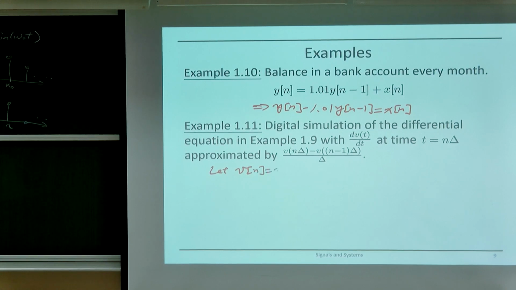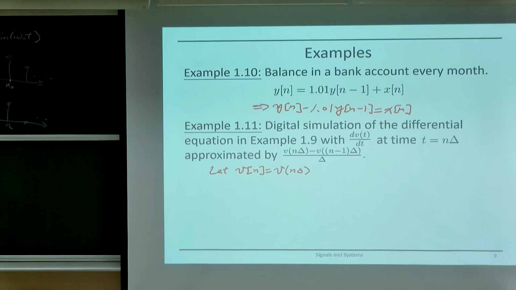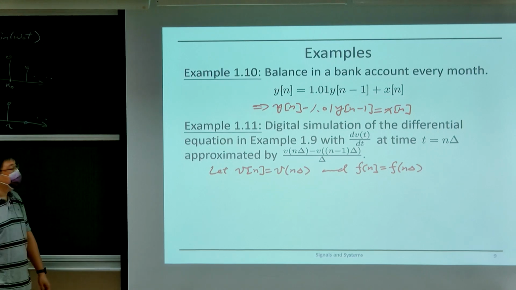If you do that, your sampling will generate these discrete time signals v n, which is equal to the sample at an integer multiple of delta, and an input sequence F n that is equal to f of n delta.